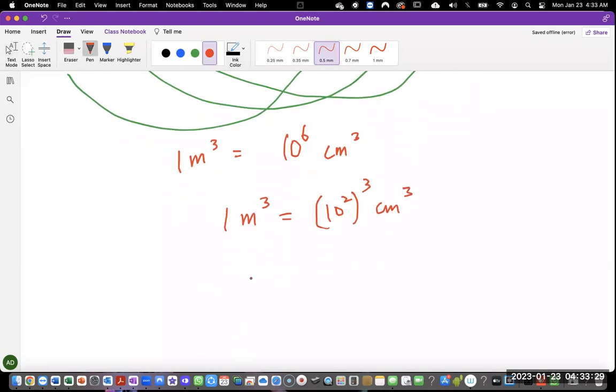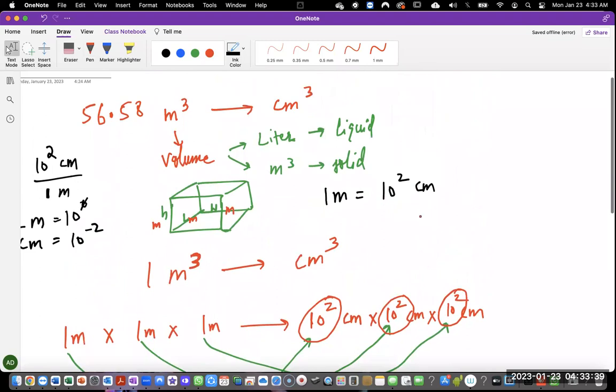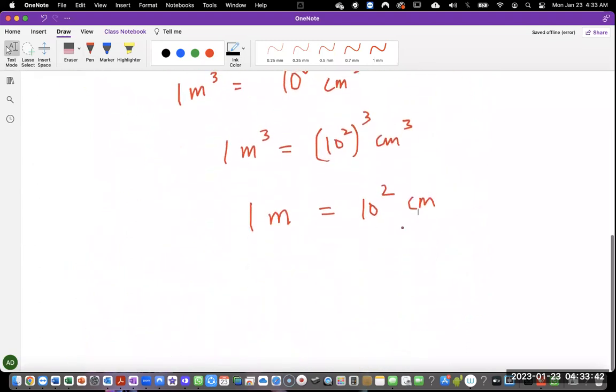Let me rewrite that. If I have 1 meter, I know that 1 meter is 10 to the power 2 centimeter, right? We know that from here. 1 meter is 10 to the power 2 centimeters. If the meter is cubed and this centimeter is also cubed, then its conversion factor should also be cubed. That's all what it means. And you see, 1 times 1 times 1, so 1 cube is just 1. Meter cube is meter cube. 10 to the power 2 cubed is what, guys?